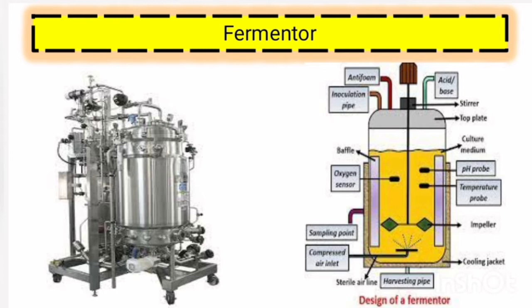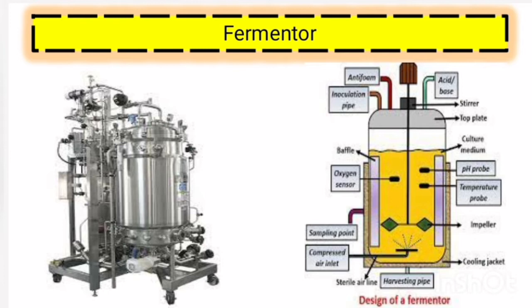Fermenters are made up of glass or stainless steel and are available in different sizes, each having a different volume capacity. Small sized fermenters have 1 to 2 liter capacity, then medium sized fermenters 12 to 15 liter capacity, and large sized fermenters having 1 lakh gallons capacity.